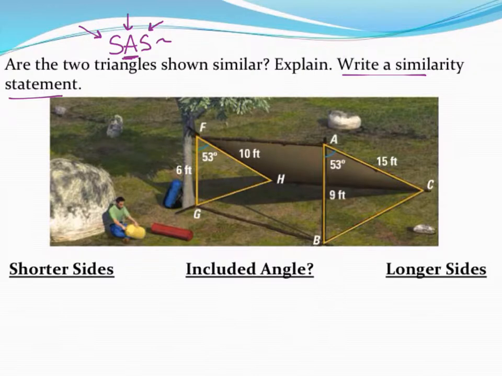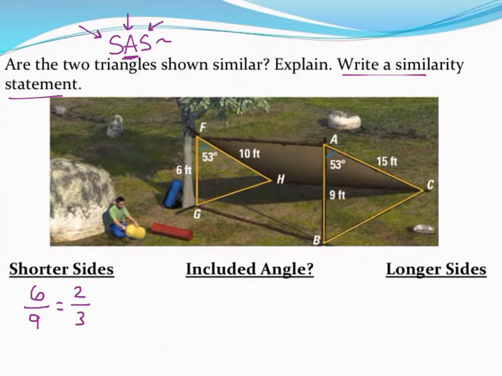Let's begin, as we did with our side video, if you watched that one, by matching up the two shorter sides. In this case, the short side of the left triangle is 6, the short side of the right triangle is going to be 9. So 6 over 9 is what I'm going to want to simplify. Dividing both of those by 3 gets me 2/3. So those have a scale factor between them of 2 to 3.